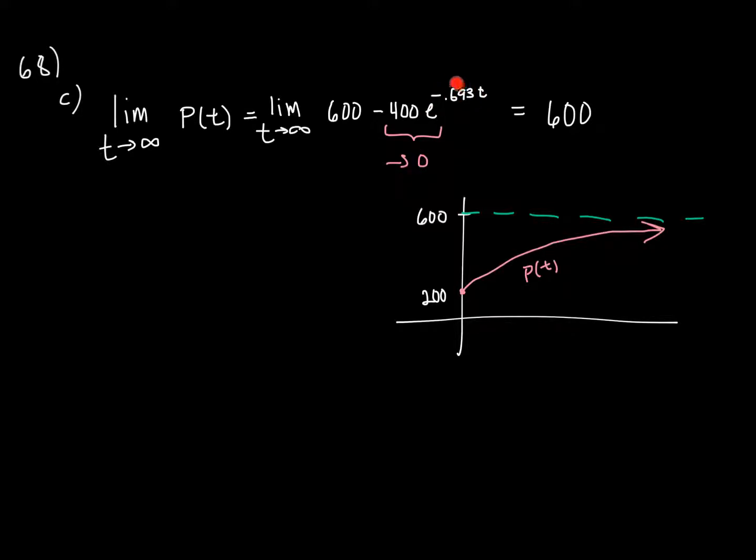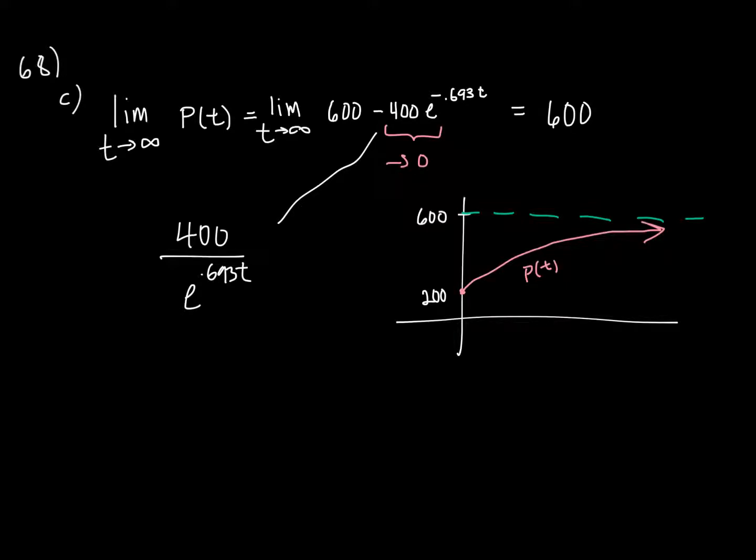Because I have e to the negative something, I can move that into the denominator and make the exponent positive. So to show you what I mean, I could rewrite this as 400 over e to the 0.693t. And what's going to happen here is that as t approaches infinity, this is going to become infinitely big. So 400 divided by an infinitely big number is going to approach 0. And therefore I'm going to be left with 600.